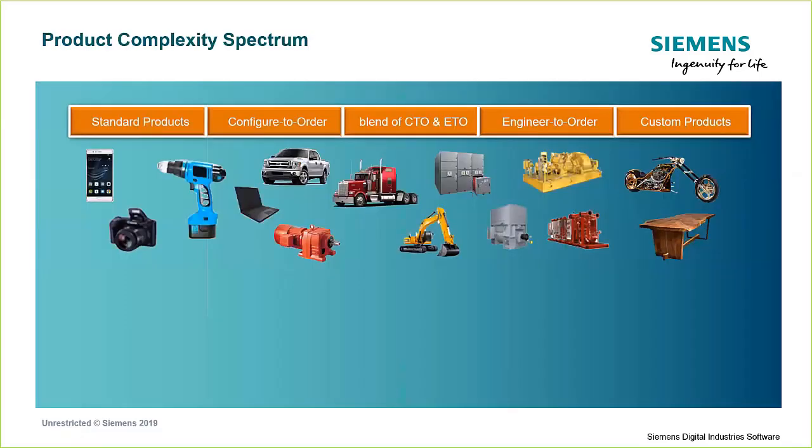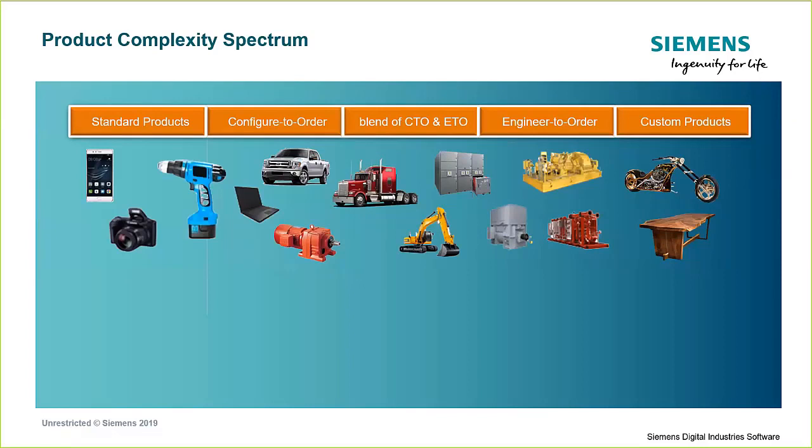Well, let's look at some of the different types of variability that are in products. So if we look from the left to the right of the screen, you start off with some standard products. Things that are more high volume type products like a phone or a camera or a drill or a laptop or maybe a vehicle. And as you move over to the right-hand side, you get to more specific, not only low volume production runs, but even more one-off runs.